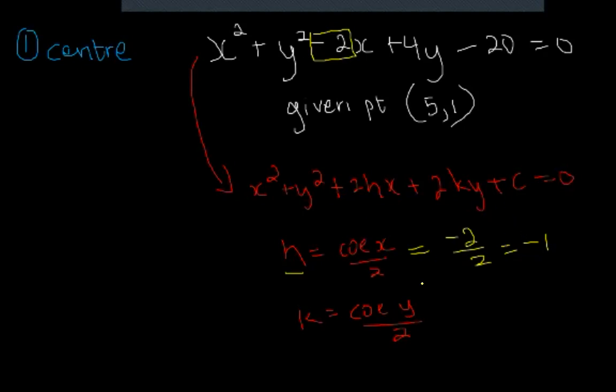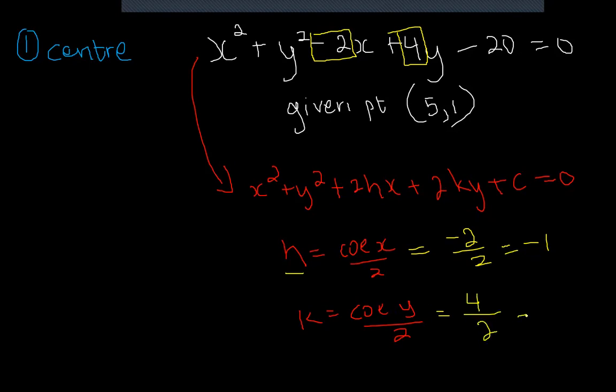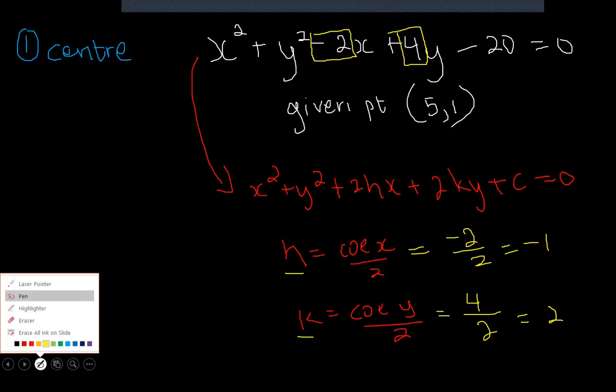Now we do the same for k. Coefficient of y divided by 2. The coefficient of y is the number that comes before y. In this case, it's positive 4. So we put that equal to coefficient of y. You put your 4 divided by 2 is 2. But that's the value of k.